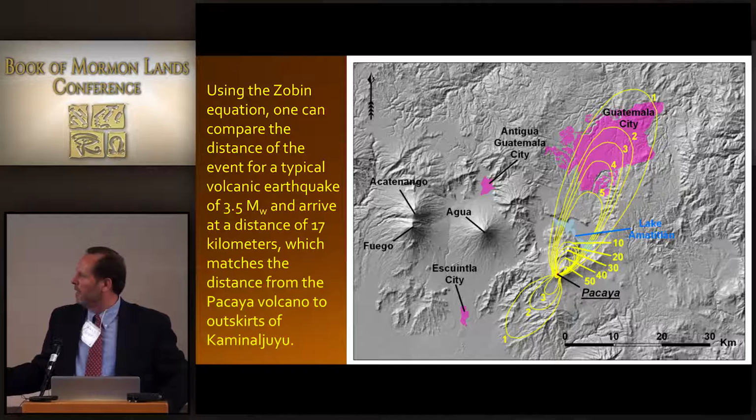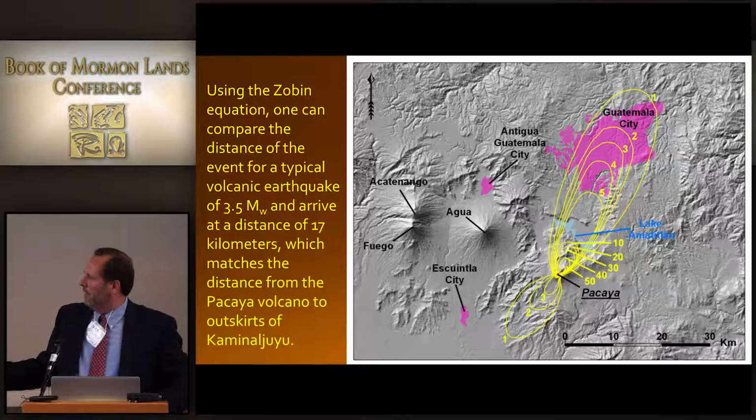Using the Zobin equation, which you all wrote down, I could back calculate the distance from an active volcano. This was actually an event that a model of that volcano produced, and it matched, meaning if you back calculate it, it gives you the range of magnitude you would expect from a volcanic earthquake. So that fit.